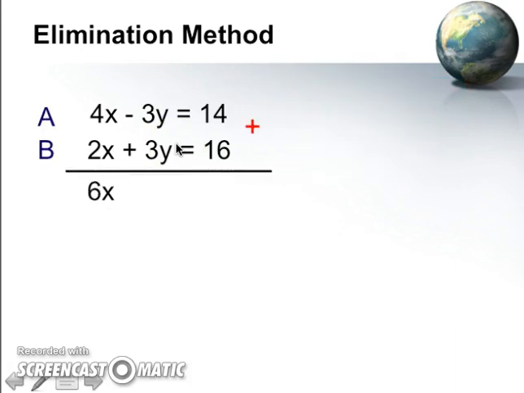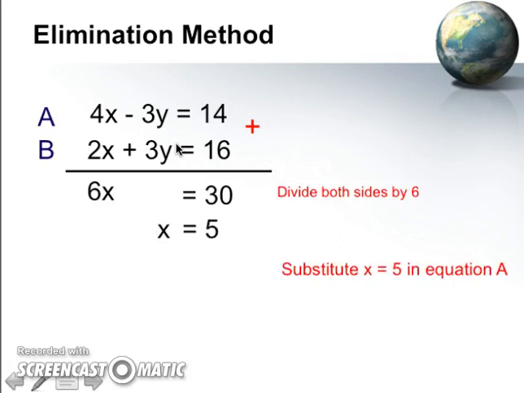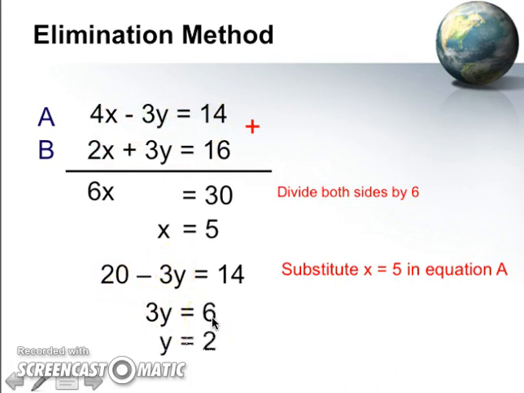If we do that, we get 6x, the y's disappear, and 14 plus 16 equals 30. Divide both sides by 6, gives us x equals 5. We can put that back into equation A. 4 times 5 is 20, minus 3y equals 14. A little bit of rearranging gives 3y equals 6, therefore y equals 2. Now our answer is x equals 5, y equals 2.